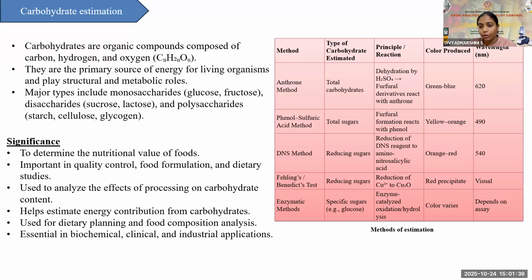So it is yielding 4 kilocalories, right? Fat will be yielding 9 kilocalories. Carbohydrates will be yielding 4 kilocalories, and protein is also yielding 4 kilocalories. So this is like estimating the energy composition from the carbohydrates once we know how much carbohydrate is present in a per serving or per gram of sample. Then it is used for dietary planning and food composition analysis, essential in biochemical and industrial applications.